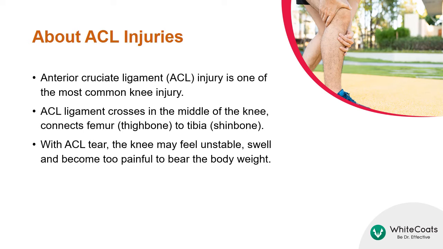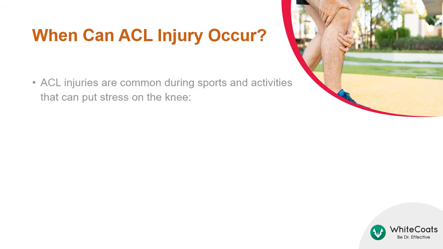Anterior cruciate ligament injury is one of the most common knee injuries. The anterior cruciate ligament is one of the two major ligaments that cross in the middle of the knee, which connects the femur to the tibia. It helps to stabilize the knee. An injured anterior cruciate ligament may make the knee unstable, cause swelling, and can become too painful to bear the body weight.